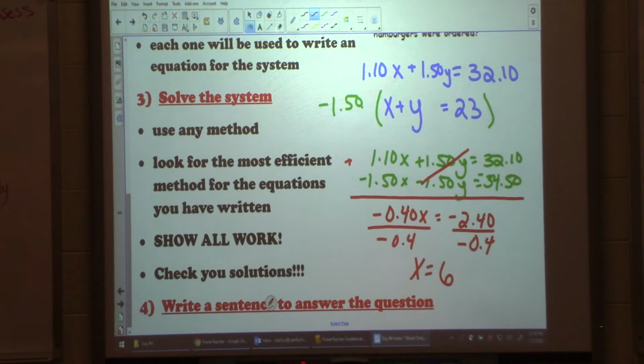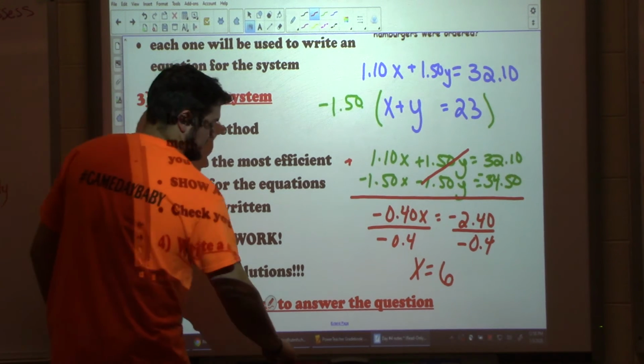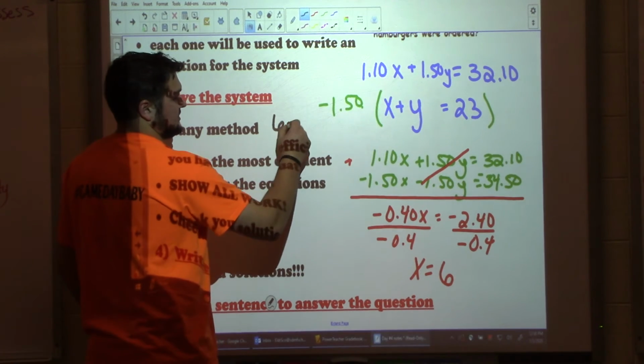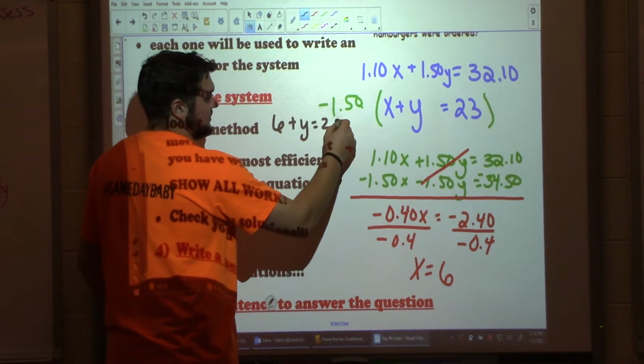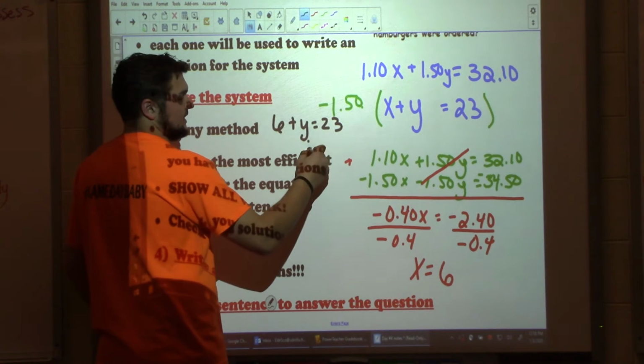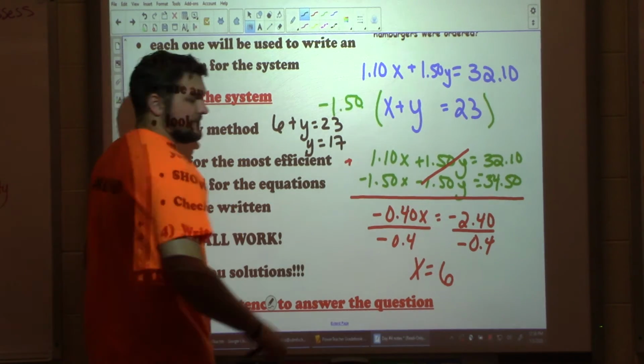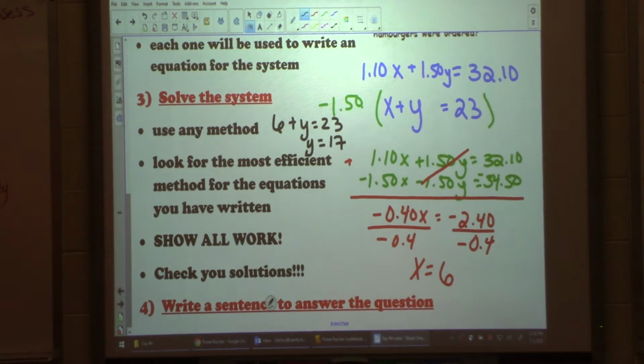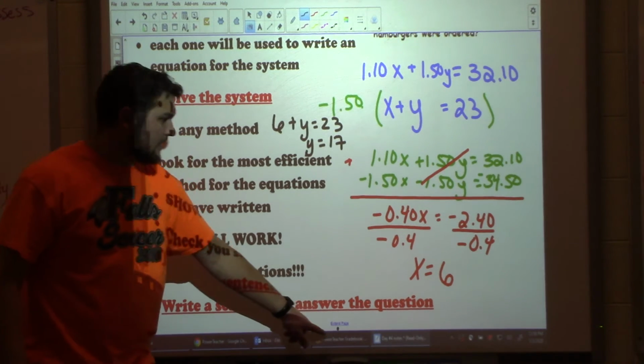Second part to solving this is then plugging that back in to figure out your y value. Well, if I plug it in, I get 6 plus y equals 23. Subtract 6, I get y is 17. Now, how do I write my answer normally?